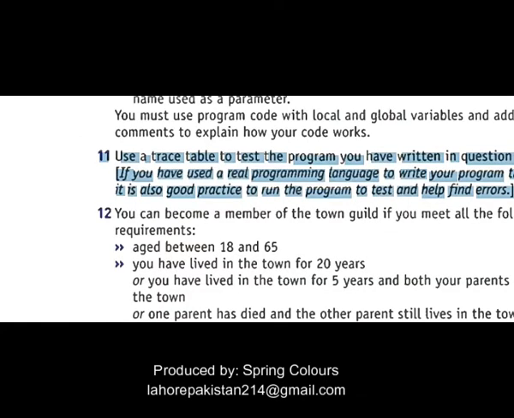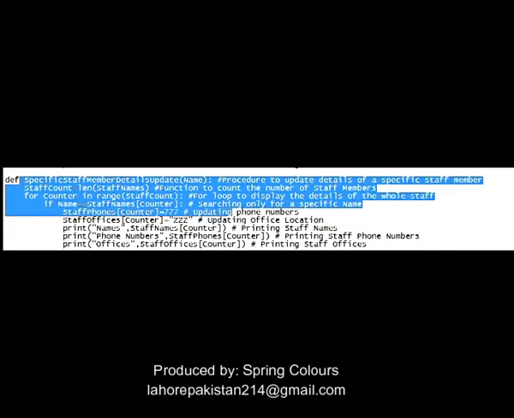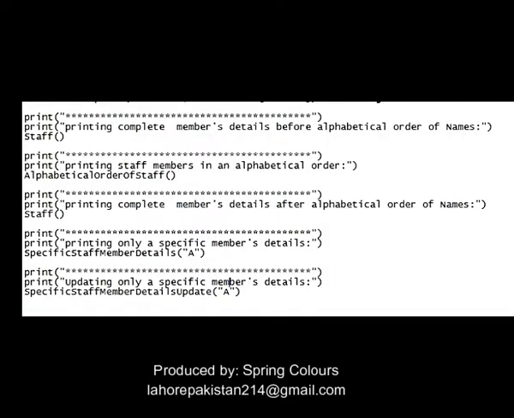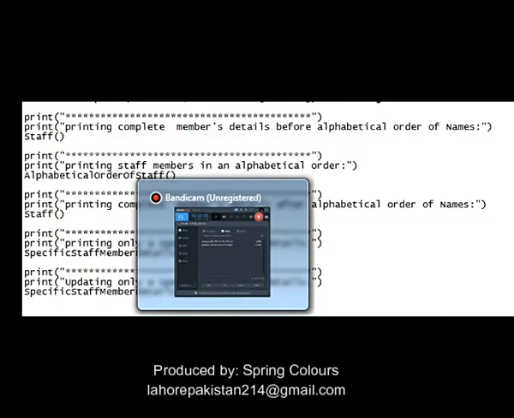In the last procedure that I have done, you are supposed to take the name of a staff member and change its phone number to another specific phone number and its office location to another specific office location. In this part of my program I am calling all the procedures. When calling this last procedure, I have given the name A, so that the phone number of A should change to 777, and the office location of A should change to triple Z.